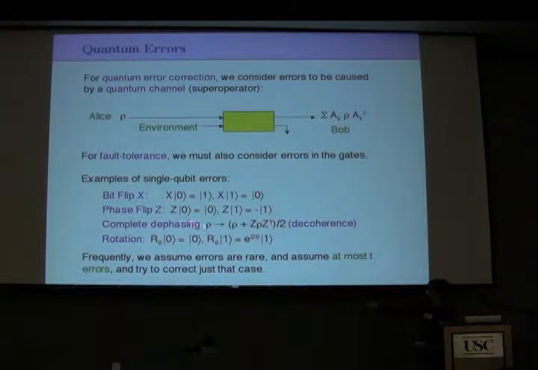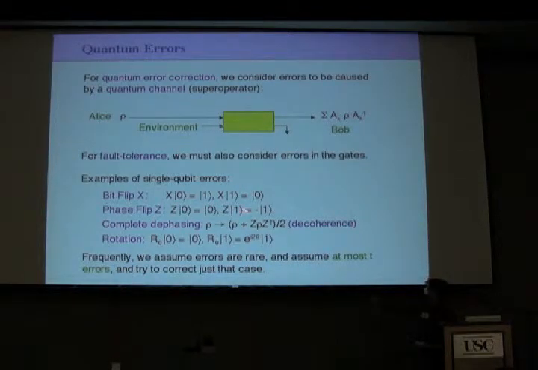So for instance, we could have something where the environment is just a random bit, 0, 1. And if it's a 0, it does nothing. If it's a 1, it does a phase flip on the qubit that we're storing. So that can be represented by this map. Rho goes to (rho plus Z rho Z dagger) over 2. Okay? So half the time it stays rho, half the time it goes to Z rho Z dagger.